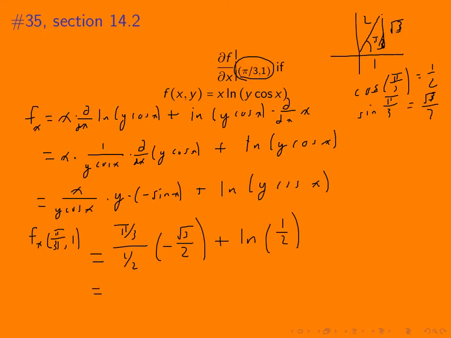Let's see, pi over 3 over a half is pi over 6, so that's minus, in the denominator I'll get a 12, I think, and then a pi times the square root of 3 in the numerator, plus log of a half.